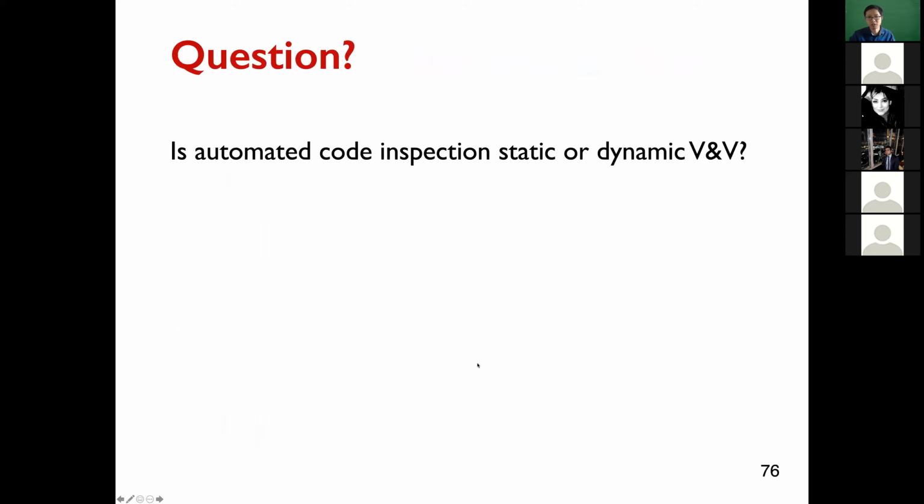So there's a question: is automated code inspection static or dynamic VV? Would any of you like to give an answer for this question?